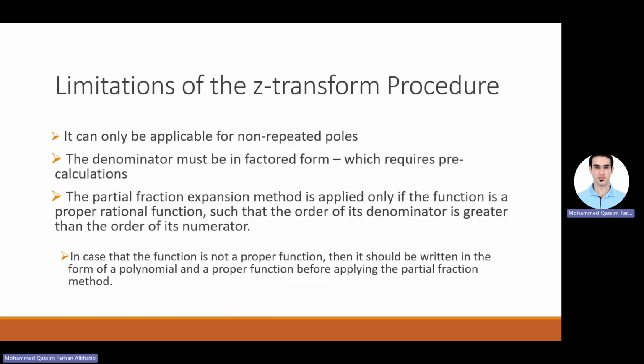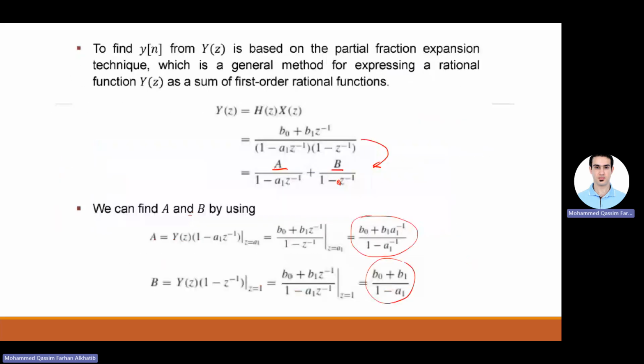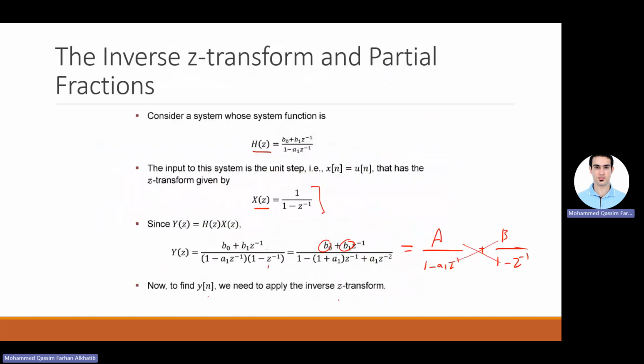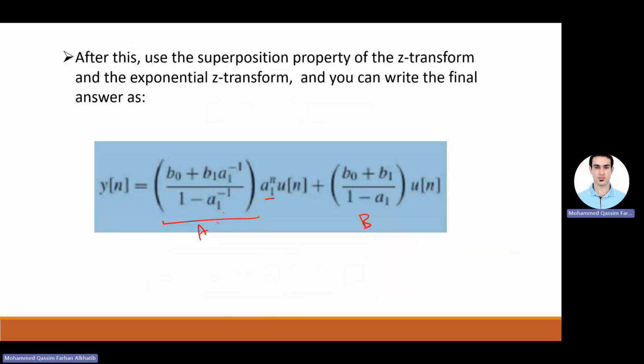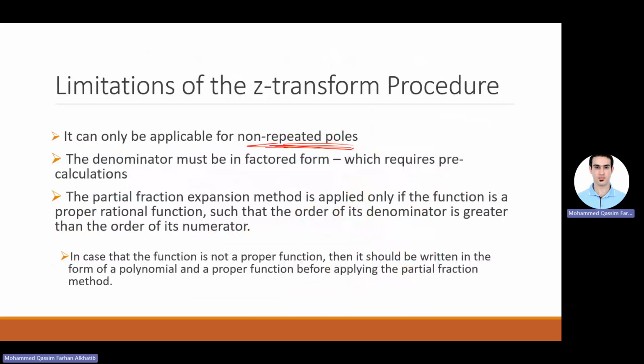I won't say limitations, but some complications may happen during the z-transform procedure when you have repeated roots or repeated poles. This method is applicable for non-repeated poles, and in our assessments we will never have the case of repeated poles. The denominator must be in factored form, which requires pre-calculation, meaning I go from a second-degree polynomial and factorize it into something like this. This is the challenge of partial fraction expansion.